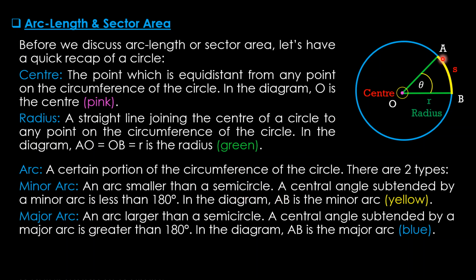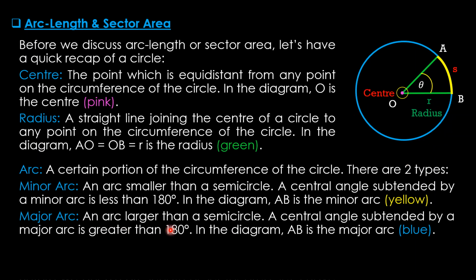So this is a minor arc which is smaller than a semicircle, and the central angle subtended by a minor arc is less than 180 degrees. So this theta is less than 180 degrees when it is a minor arc. In this diagram we have shown it by AB. AB is the minor arc, in yellow color. And what is a major arc? The remaining arc, this one, is also AB but in blue color.